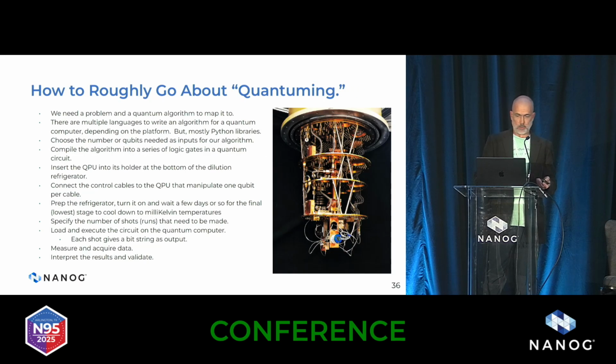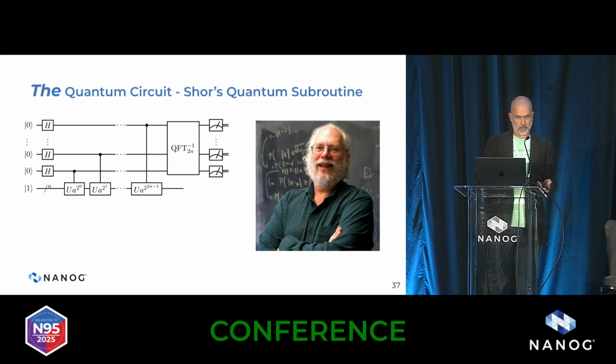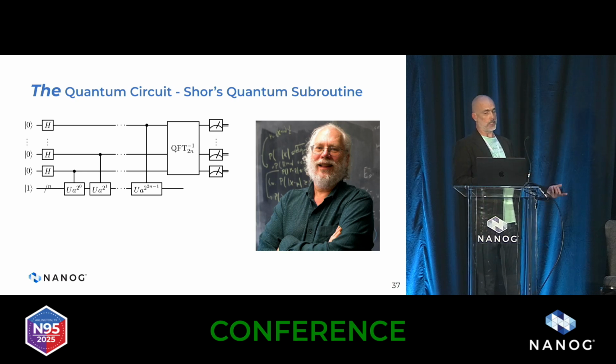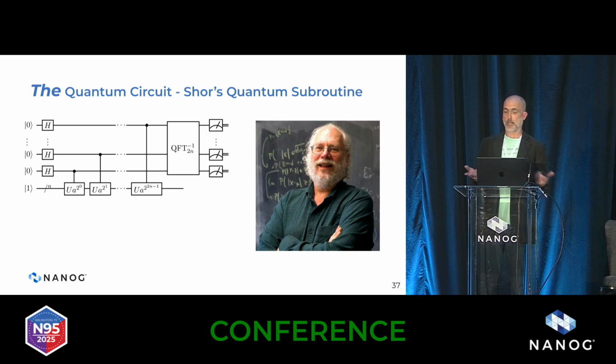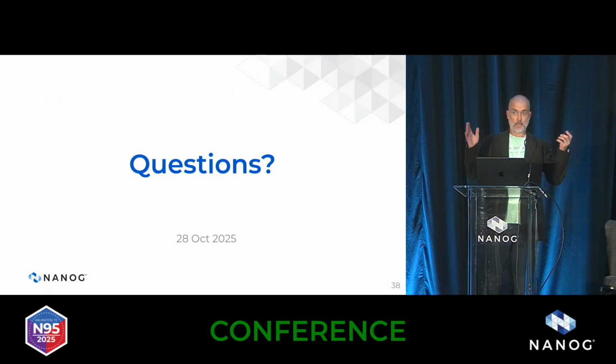Unfortunately, I don't have time. We need to skip. That is the man himself, Dr. Peter Shor. That's his quantum circuit that is part of the algorithm that will break asymmetric encryption someday. That's it. That's my presentation. Any questions?